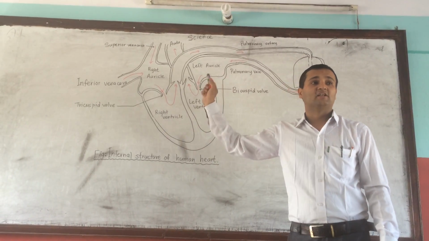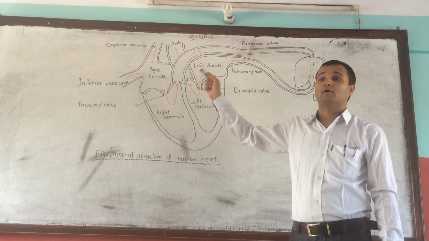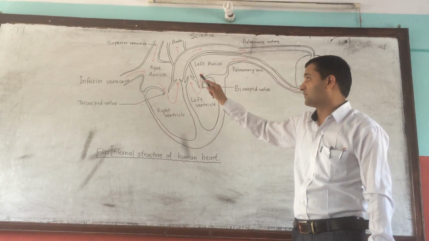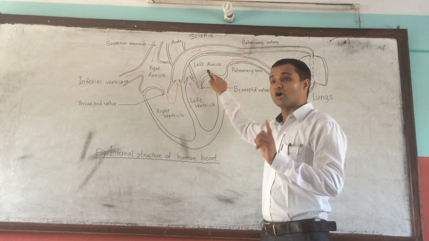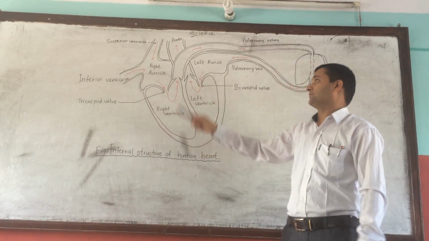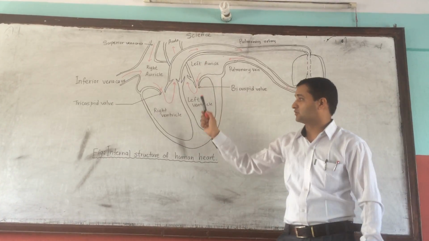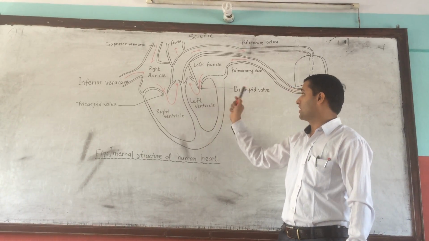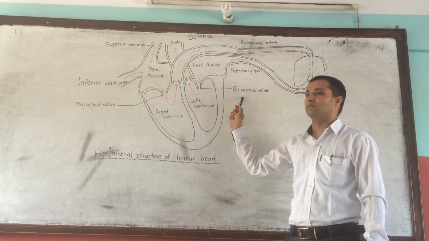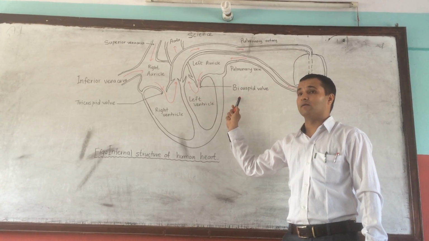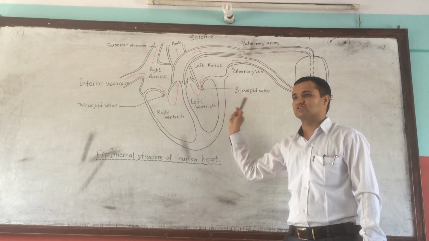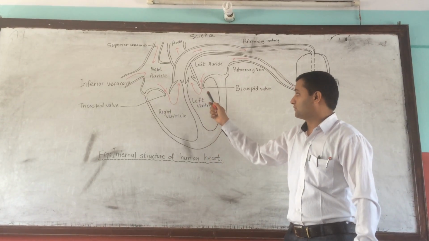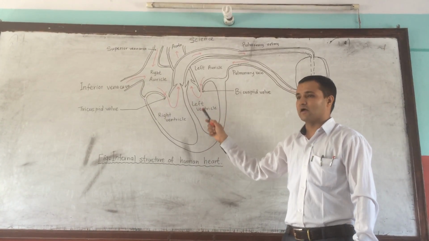Now the blood is collected in the left auricle. And what type of blood is there in the left auricle? Pure blood or impure blood? Pure blood. We have pure blood, or oxygenated blood. Further, the same oxygenated blood is pumped to the left ventricle by a valve known as the bicuspid valve. The name of the valve involved here is the bicuspid valve. Then the blood is collected in the left ventricle.